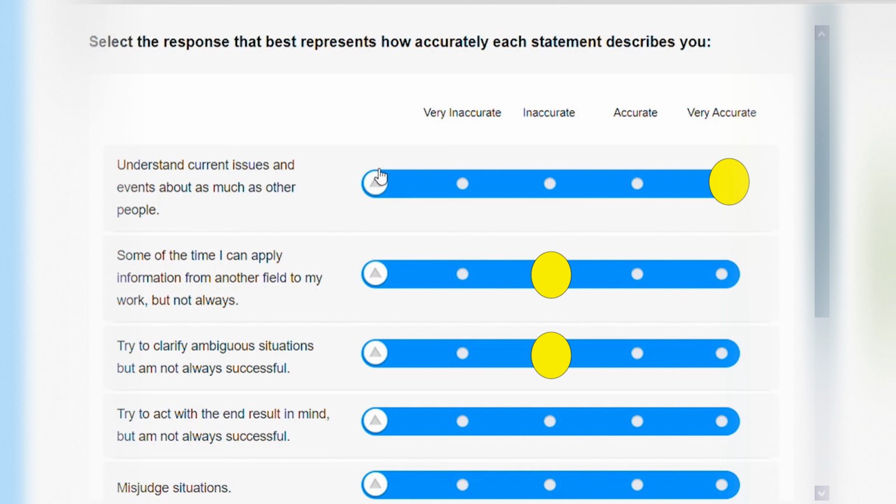Second one also has the try word. Try to act with the end result in mind, but am not always successful. Maybe between these three, I would pick one accurate, but keep it between inaccurate and accurate, a mix of inaccurate and accurate. The idea here is you don't want to sound like you have everything in control, you know everything, you're the best guy, you have command on everything. So kind of a mix is good. So maybe out of these three, I would pick one accurate, but most of them inaccurate would be fine.